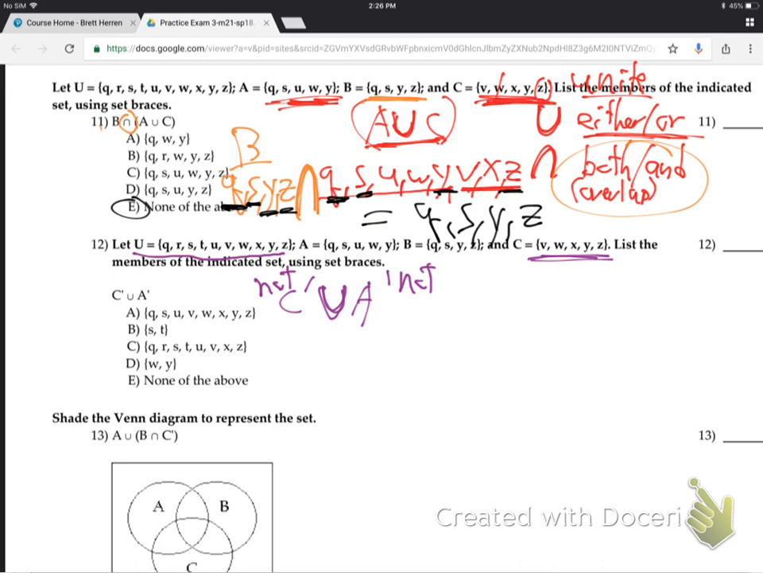So I say, what's not in C? I look at C, and I say, okay, what is in the universe that's not in C? Well, C is V, W, X, Y, Z. It's V to the end. So it's everything before V. So the not C is Q, R, S, T, U. Because C begins at V. That's not C. Good so far?